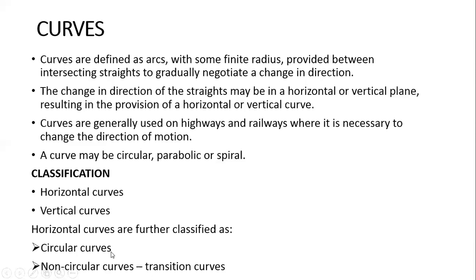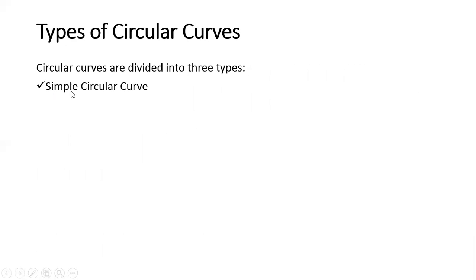So if you see the classification of horizontal curves, broadly it is circular and non-circular. First of all, let us discuss the classification of circular types. These are divided into three types. Number one is the simple circular curve. Number two is the compound curve. And number three is the reverse curve. We'll discuss one by one what is the meaning of these three types.